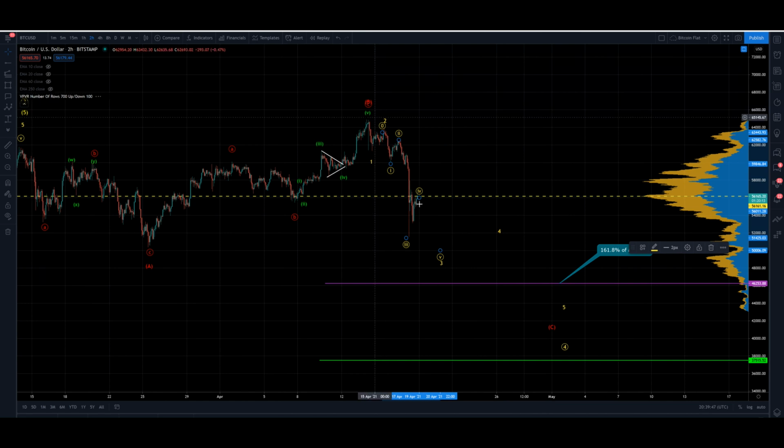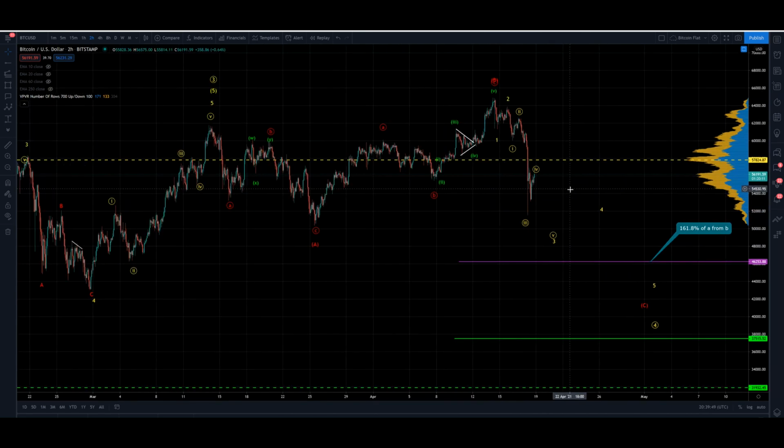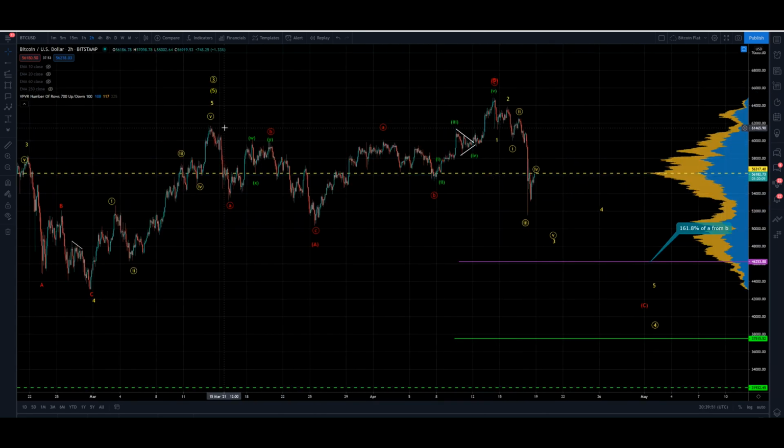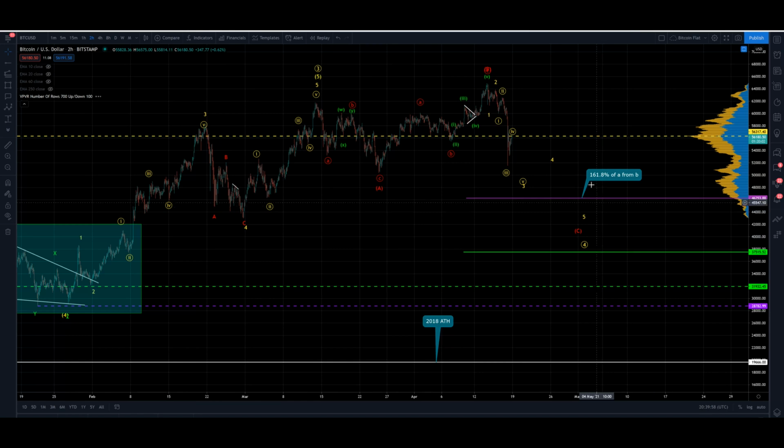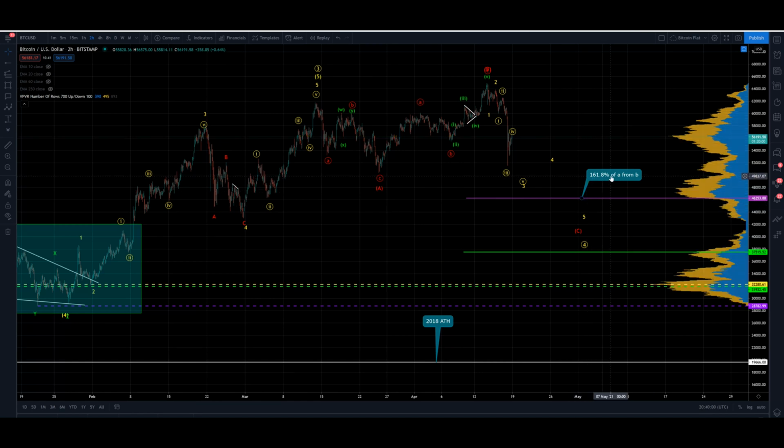So I don't think we're anywhere near done yet, because having gone with the B beyond where the A began, we should complete the C beyond where the A finished. So somewhere down here. I've got two targets for you. I've got the 161.8% extension of wave A from the B to find our C, and that finishes at 46253.88. That would complete an expanding flat, and it would look something like this once it's complete.